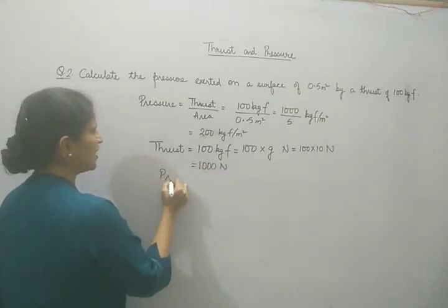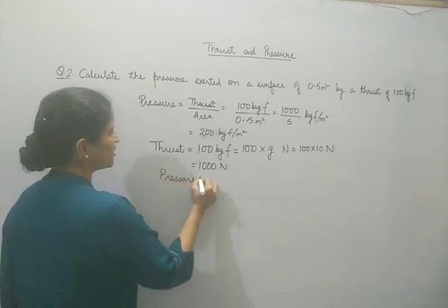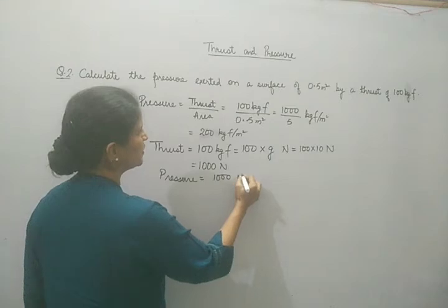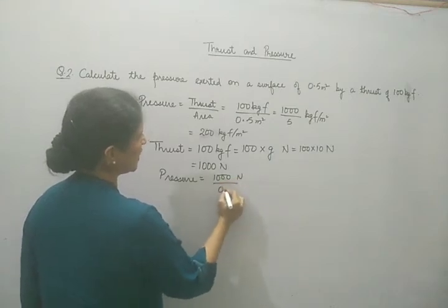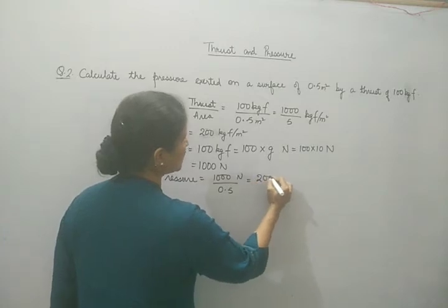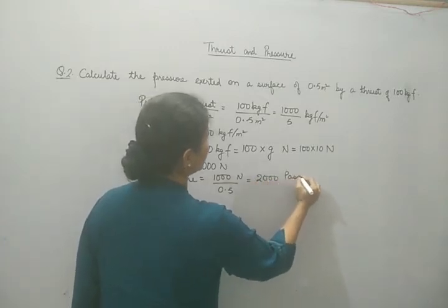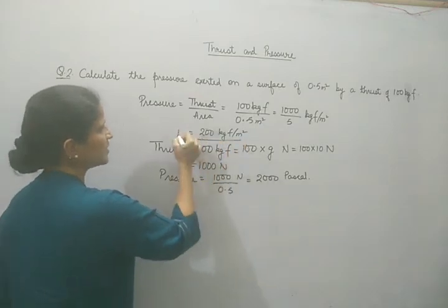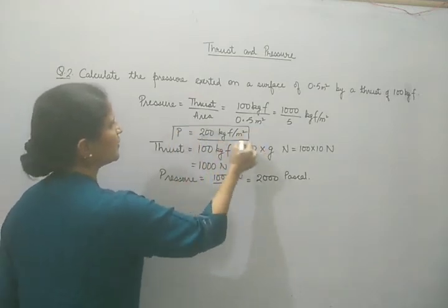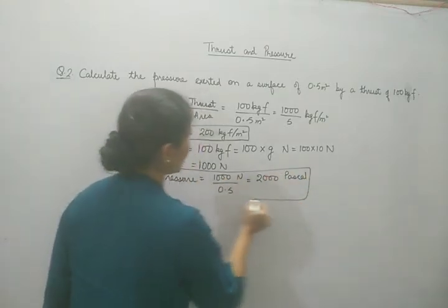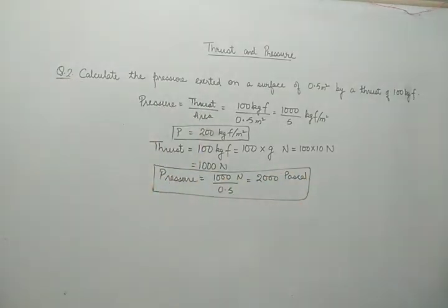So in SI system, pressure will be equal to thrust 1000 Newton upon the area 0.5. So this will be equal to 2000 Pascal. So in gravitational unit you get the pressure as 200 kilogram force per meter square, whereas in SI system you get the value as 2000 Pascal.